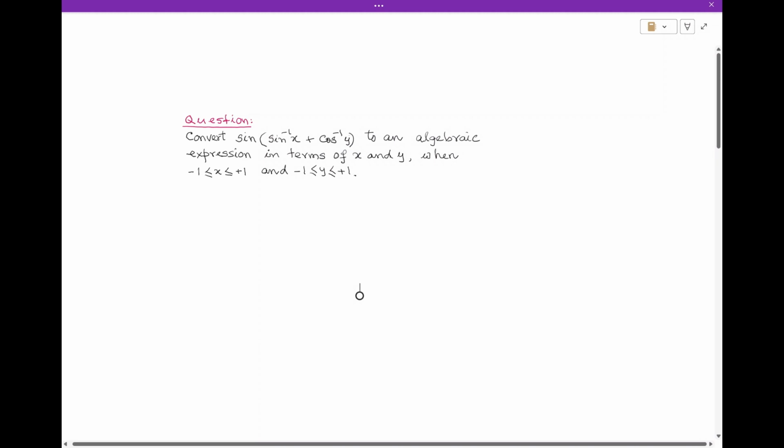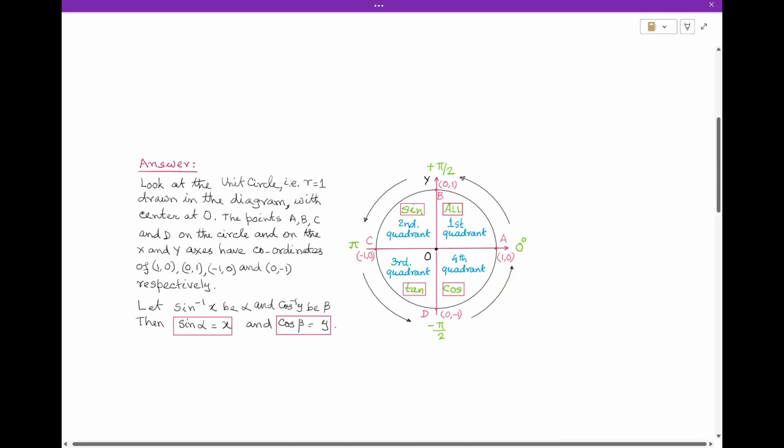Convert sine of (sine inverse x plus cos inverse y) to an algebraic expression in terms of x and y, when minus 1 is less than or equal to x less than or equal to 1 and minus 1 is less than or equal to y less than or equal to plus 1.